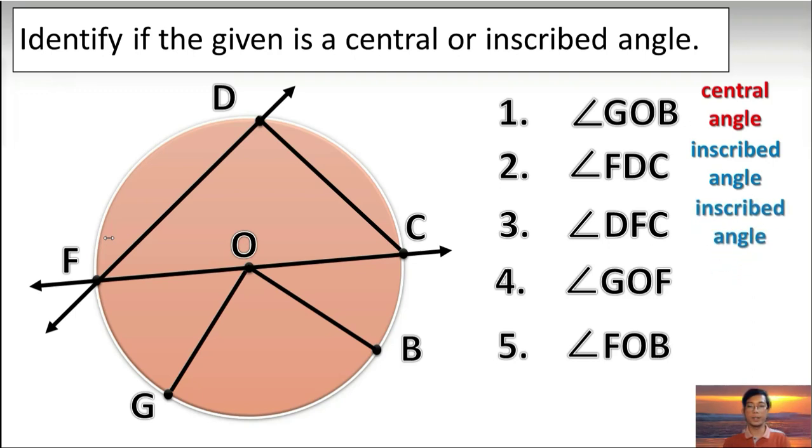Number 4 is angle GOF. So, ito po yung angle na yon. Angle GOF is of course a central angle. Number 5 is angle FOB. So, ito po yung angle na yon. Yung obtuse angle po na to. Since ang vertex ay nasa center, number 5 is still a central angle.